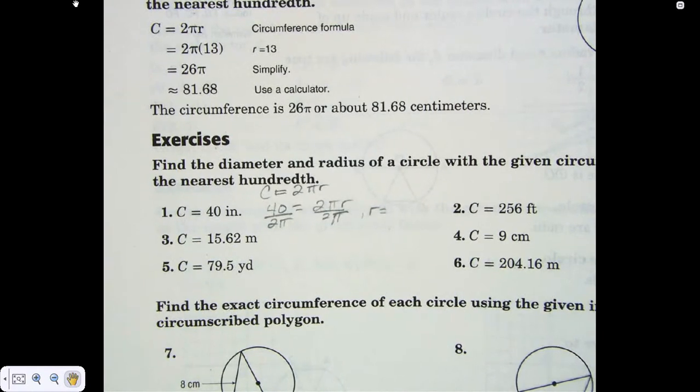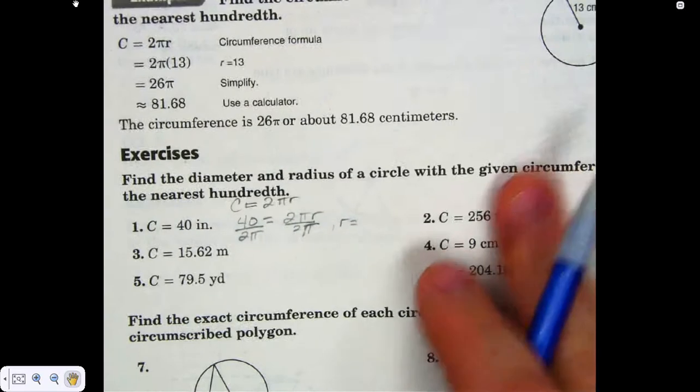On a test, and you'll see this sometimes on ACT tests or an end of instruction test, if they say, like this one, find the radius, use 3.14 for pi, then use 3.14. If they don't ask you to use something for pi, but they ask you to round, you use the pi button because it will take it to more places. So they're asking you to round here, so you're not going to leave it in terms of pi.